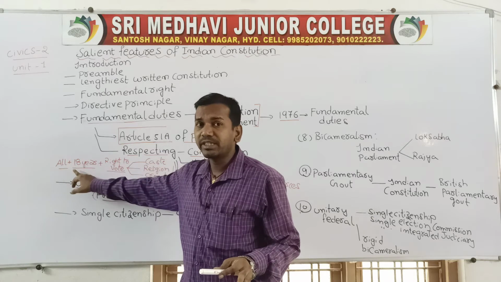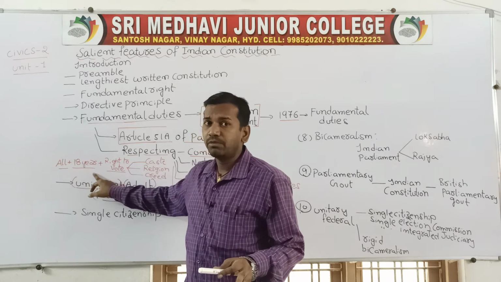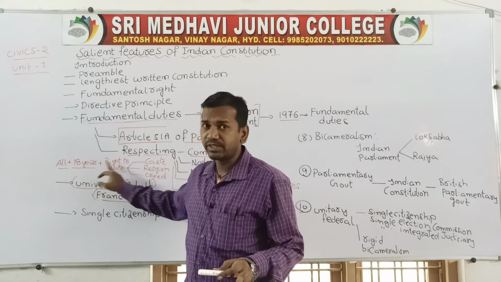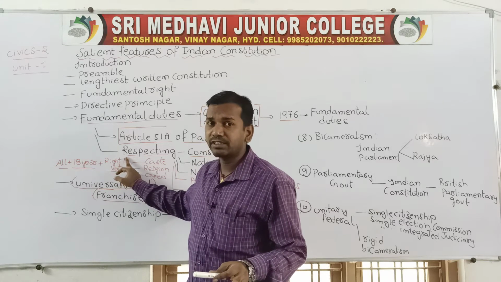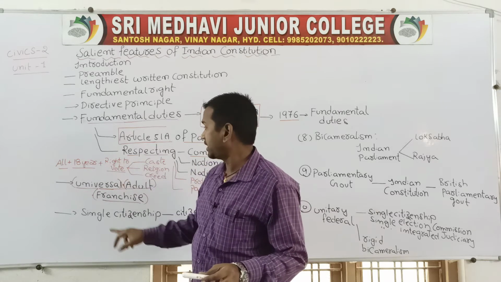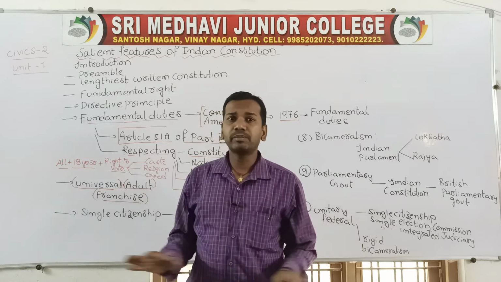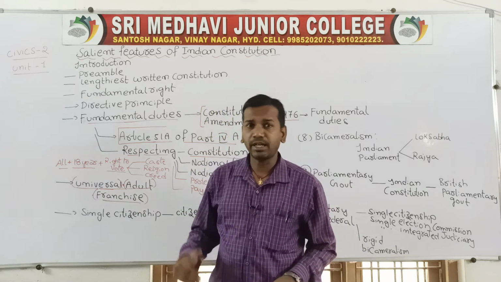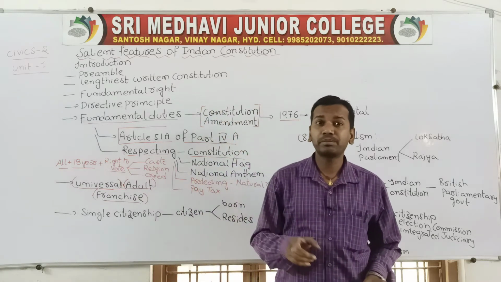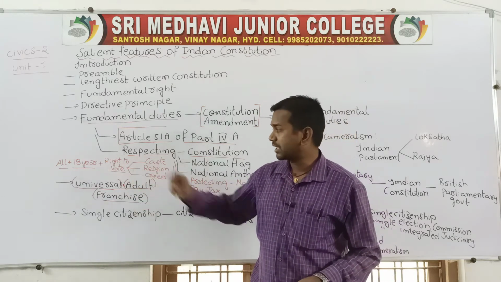All the people who complete 18 years of age have the right to vote without any discrimination of caste, creed, or culture. All the people are equal in front of law, and all the people are equal in front of politics. So that is called the right to vote.